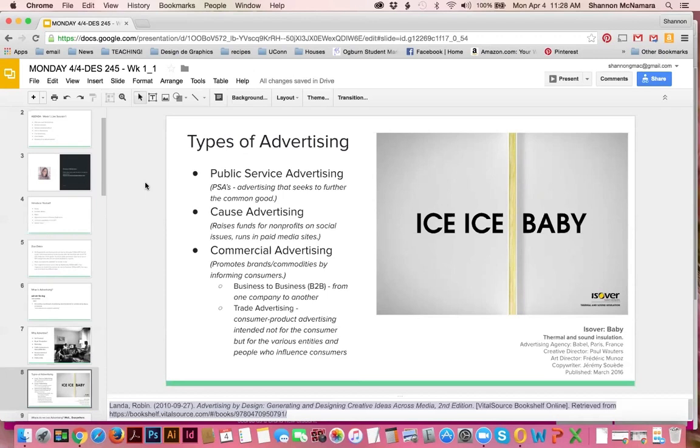And then the third type, which is the type we've probably seen the most of, is commercial advertising, which is promoting a brand or commodity by informing consumers. So within commercial advertising, there's 2 subcategories. The first one being business to business. So that's advertising from one company to another.